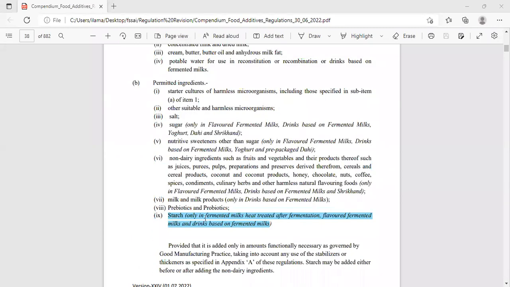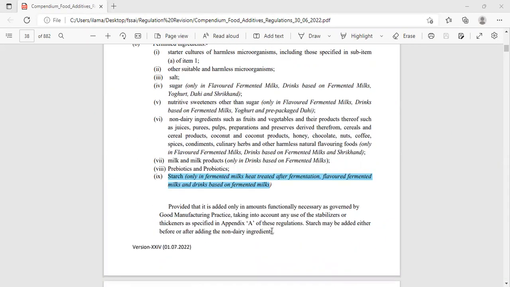And starch in fermented milk. We can add starch only in fermented milk products after the heat treatment, and it is allowed only for flavored fermented milk and drinks based upon fermented milk.